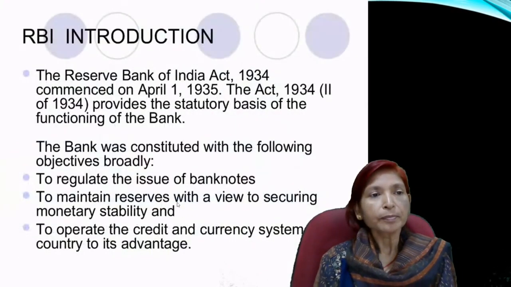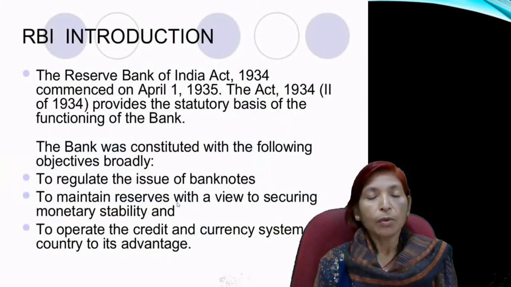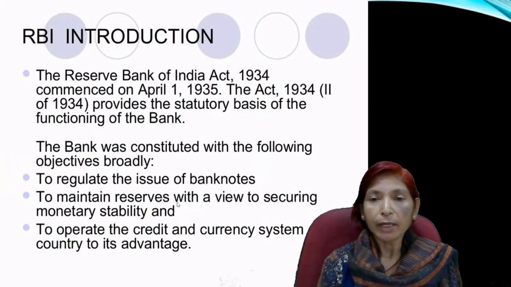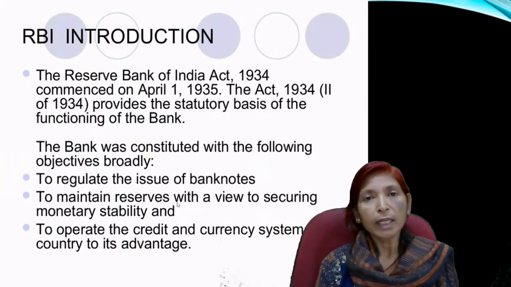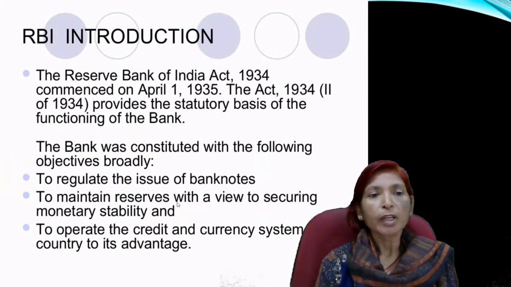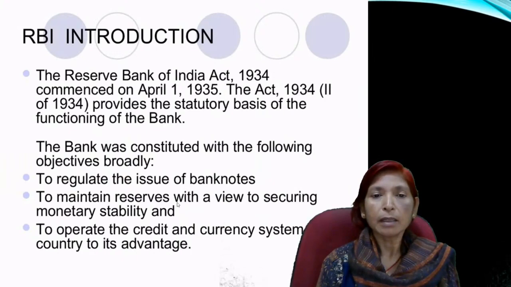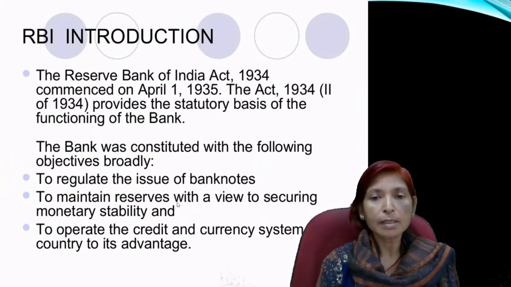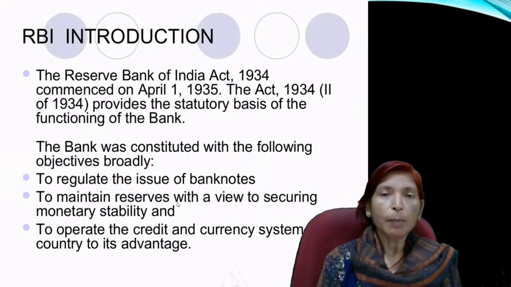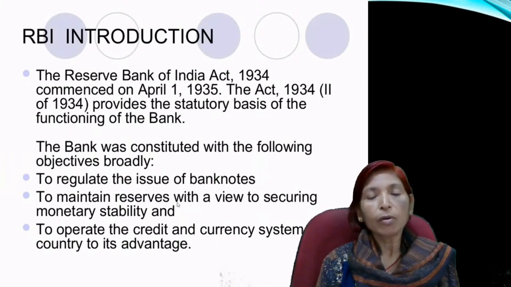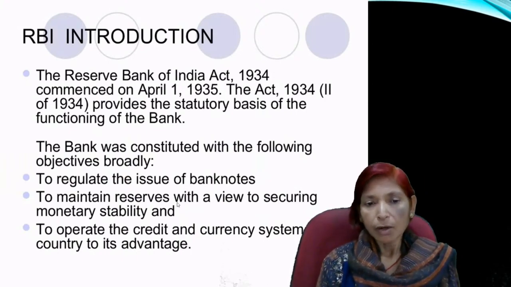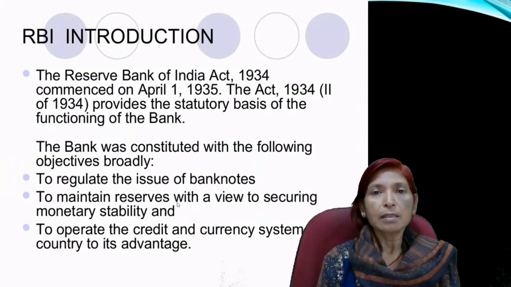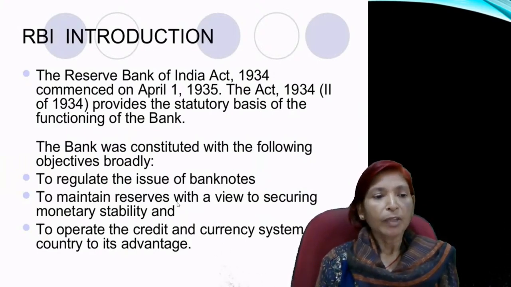Now next is RBI. You know that RBI is the apex institution of monetary authority. The Reserve Bank of India Act 1934 commenced on April 1st, 1935. The Act 1934 provides the statutory basis of the functioning of the bank. The bank was constituted with the following objectives broadly. One is that RBI is known as the central bank.